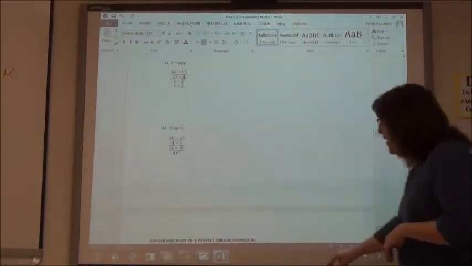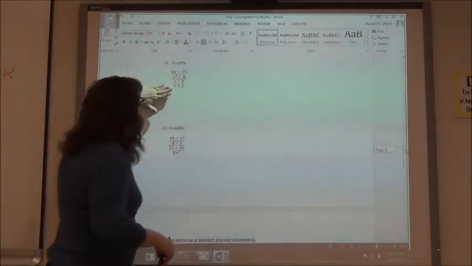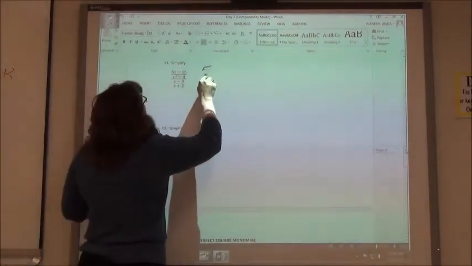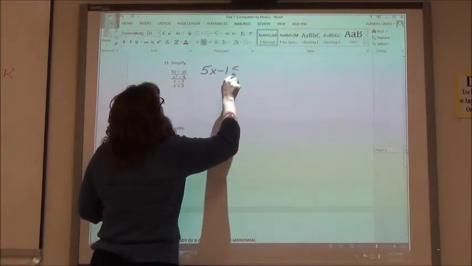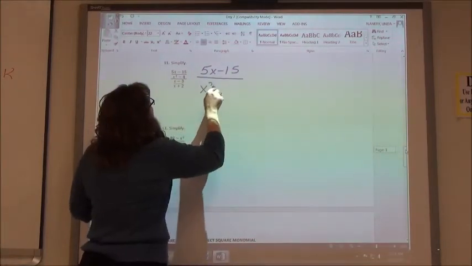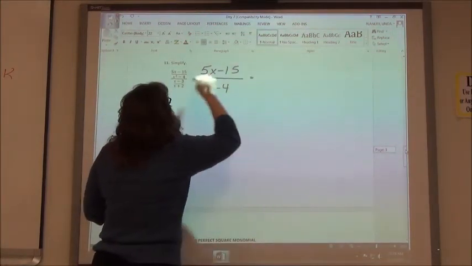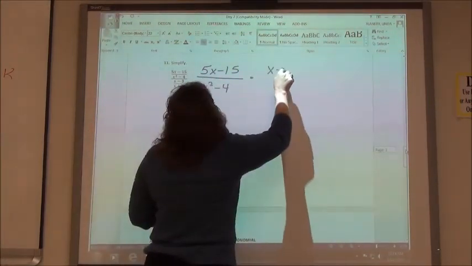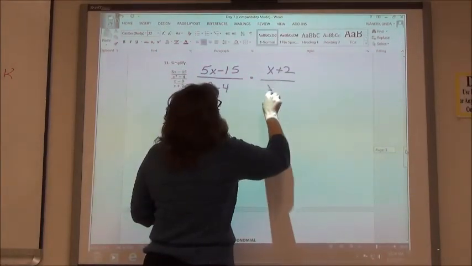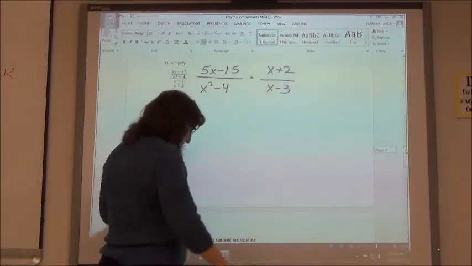Number 11, same kind of thing. I'm dividing my fractions, so I'm going to leave the first one, 5x minus 15 over x squared minus 4. I'm going to multiply by the reciprocal. X plus 2 goes on top. X minus 3 goes on the bottom.